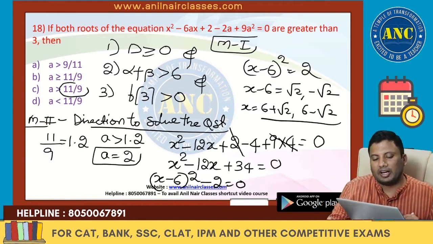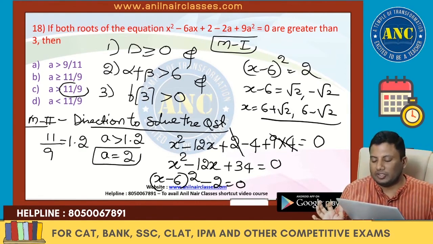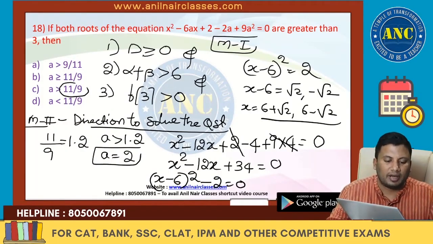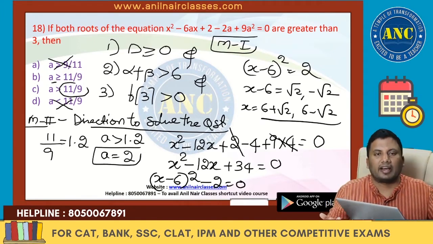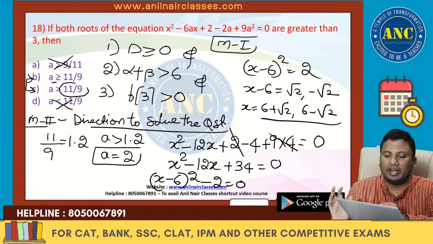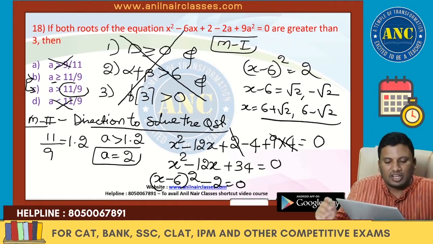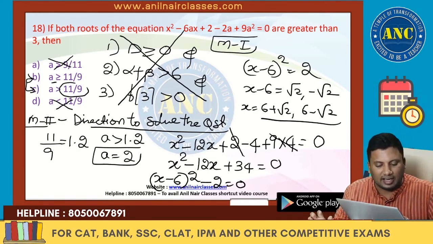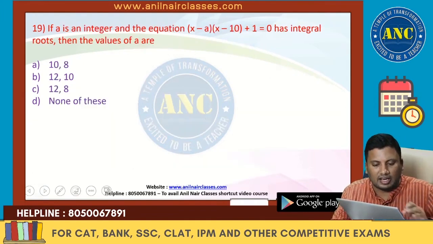Are these both greater than 2 or 3? Root 2 is 1.4, 6 minus 1.4, both are greater. So greater than 11 by 9, it is satisfying. So what you do is, you just try to take 1.2 also to eliminate one out of these two options. I hope the idea is clear. This traditional method approach, you should avoid it, because it is very time consuming for you. Idea is clear. Take the ranges of A and substitute whether it is giving you the answer or not.